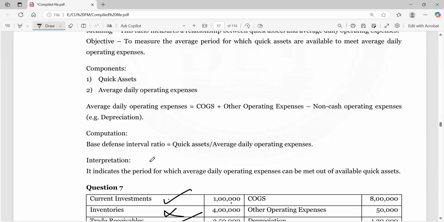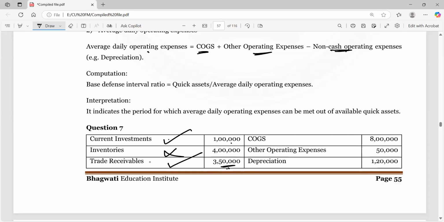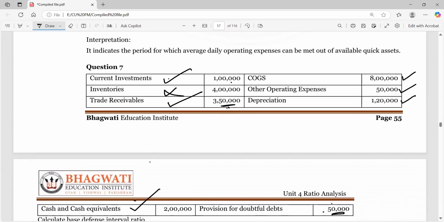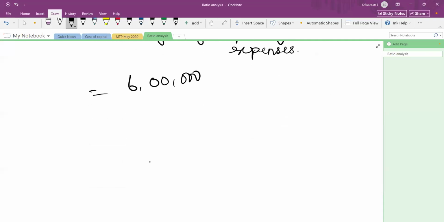So listen, for calculating your average daily operating expenses, you have to take cost of goods sold plus other operating expenses, and you have to subtract non-cash expenses like depreciation, amortization. All these non-cash expenses should be subtracted, right? So what is your daily expenses? COGS 8 lakh plus 50,000 minus 1 lakh 20,000. How much do we get? 7 lakh 30,000. So total operating expenses is 7 lakh 30,000.